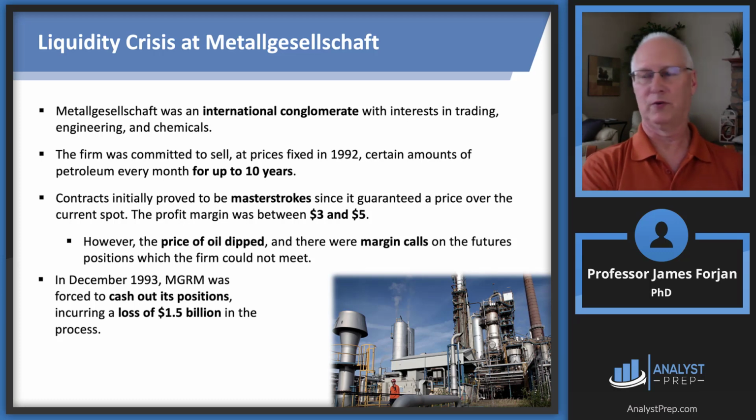It took the long position in short-term futures contracts. And this was working well as long as the futures price was less than the spot price. And so there was a profit margin there of between $3 and $5. But the price of oil fell, and there were margin calls. In fact, the spot price fell dramatically back in this time. Look at that, cost $1.5 billion.